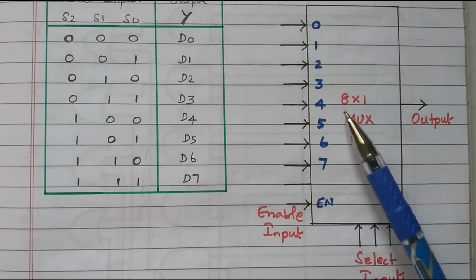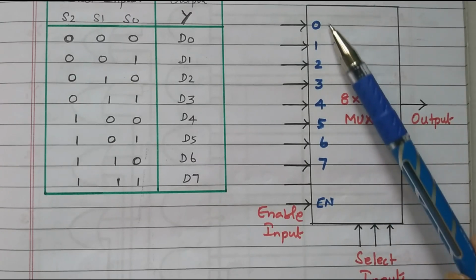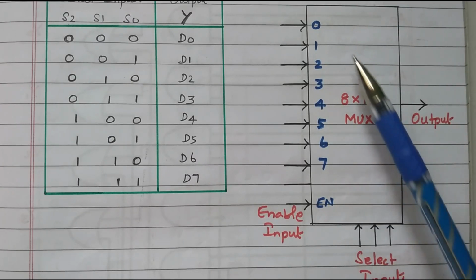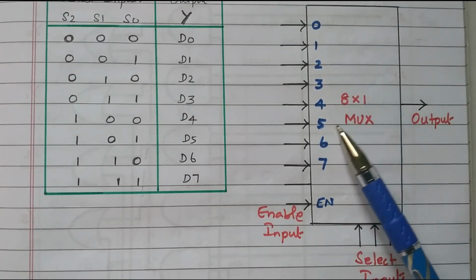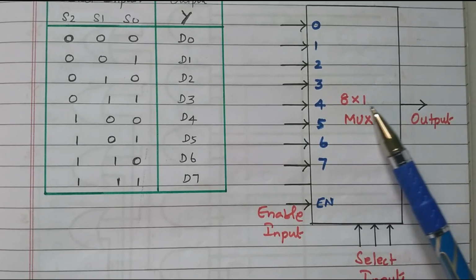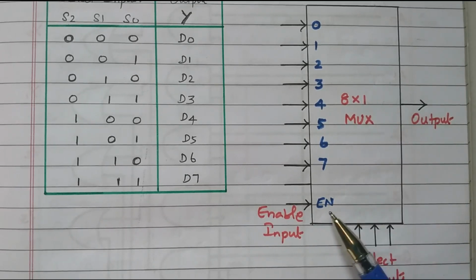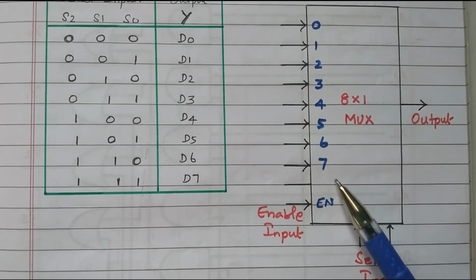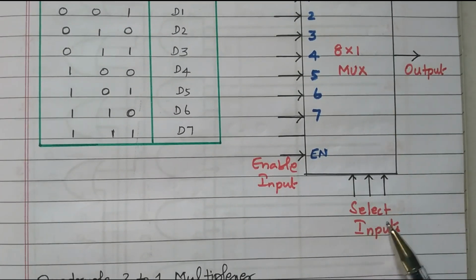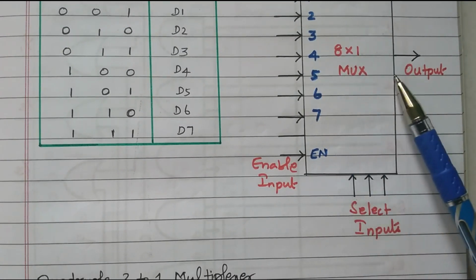So this is the block diagram, 8:1 multiplexer. There are 8 inputs available, 0, 1, 2, 3, 4, 5, 6, 7. That is nothing but D0, D1, D2, D3, D4, D5, D6 and D7, and only one output. Out of 8 inputs, only one output will be available at the output side. This is the enable input. If the enable input is given, then only the circuit will work. If the enable input is 0, the output will be 0. Out of 8 inputs, only one output is available, and that is decided by these 3 selection lines. These 3 selection lines will control which input should be available at the output.